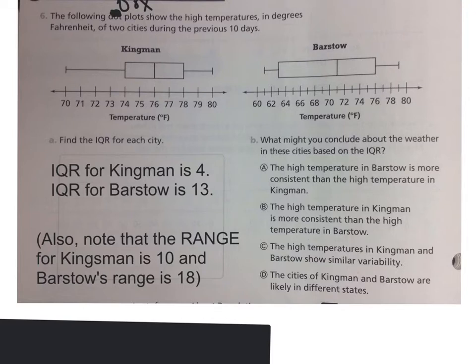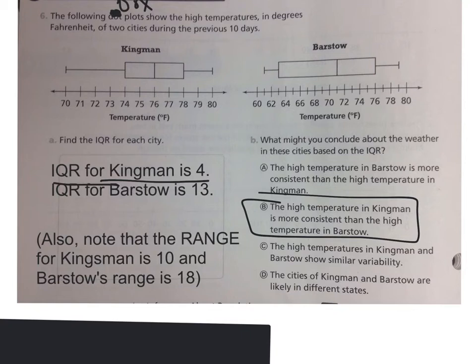So the answer for this actually would be B. High temperature in Kingman is more consistent. Again, more consistent because Kingman is less varied. Low interquartile range. Also, it had a lower range than what the other one did. Incidentally, just out of curiosity, we looked up these cities the other year. Kingman is in Arizona and Barstow is in California, so they are technically in different states, but we would not be able to conclude that just based off of these box plots.